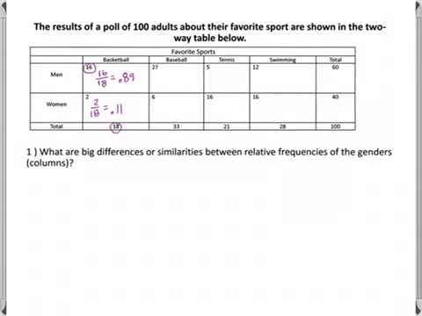And then for baseball, we'll do 27 over 33, which gives us a relative frequency of 0.82. And then for this, we have 6 over 33, which is 0.18.